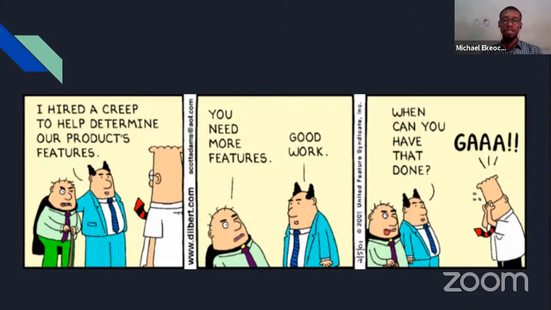So let's say you've already started work on the project, and this illustration clearly tells you what I'm talking about. Here it says, I hired a creep to help determine our product's features. And then the guy says, we need more features. Then there's the project manager there with the red and black tie. He's frustrated because he didn't plan for this to happen. He didn't expect it. And they've already started working on the project. And you're coming up with this request now, which means you have to make adjustments to the original plan, if the change is accepted.